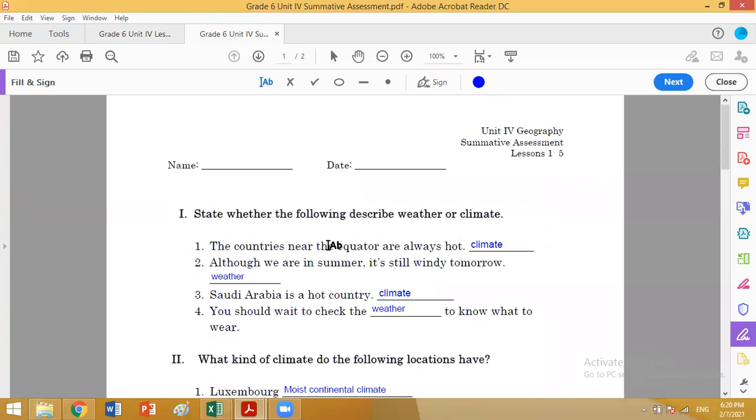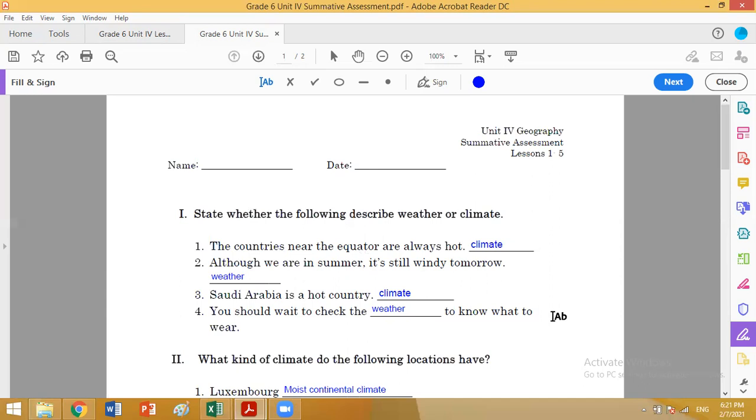Summative assessment sheet from lesson 1 up to lesson 5. Exercise 1. State whether the following describe weather or climate. Number 1. The countries near the equator are always hot. Climate. Number 2. Although we are in summer, it's still windy tomorrow. Weather. Number 3. Saudi Arabia is a hot country. Climate. Number 4. You should wait to check the forecast to know what to wear.